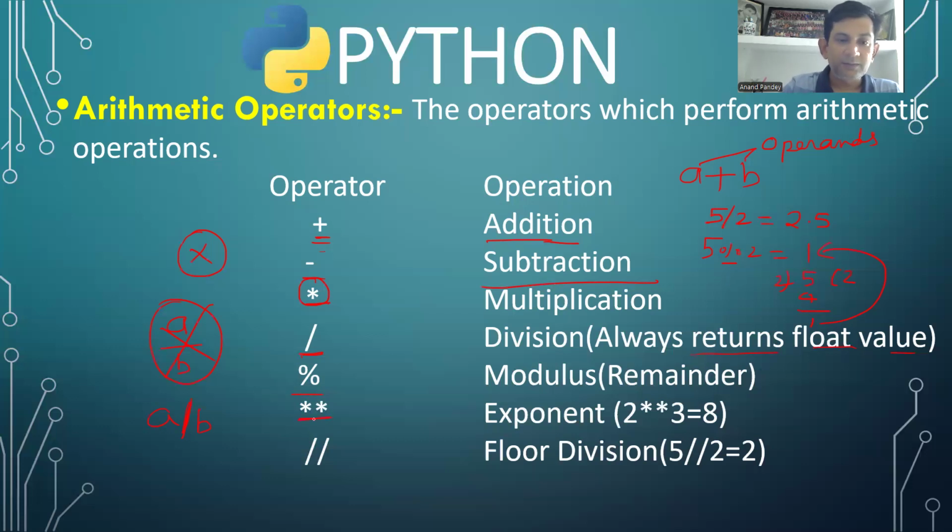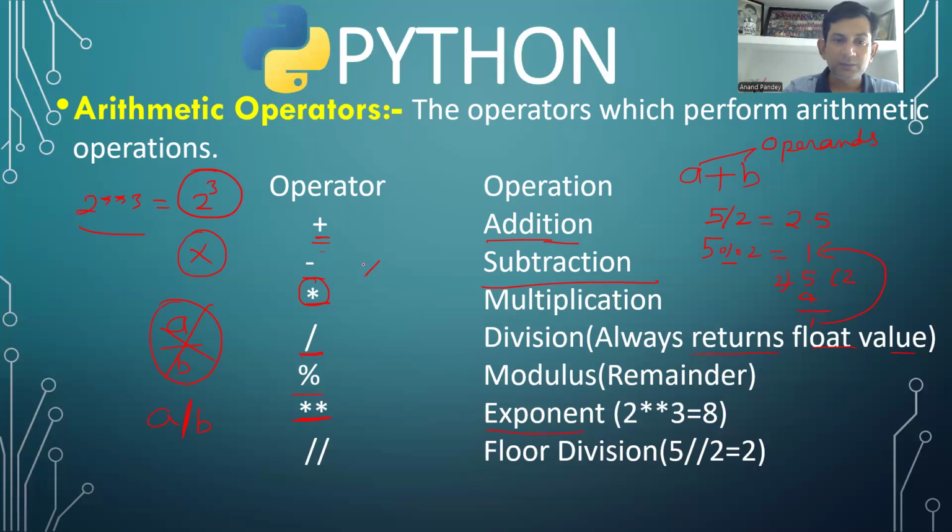Now, one very important and new operator I can see here in Python is the exponent operator. What does it mean? If you write 2, then two stars, and then 3, it is equivalent to 2 to the power 3. So if you want to write x to the power y, instead of using the math.pow function, you can use this operator also.